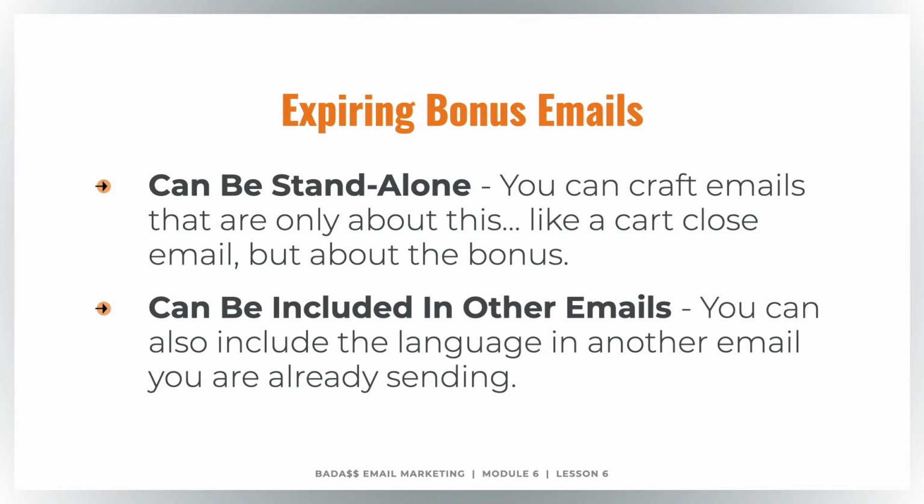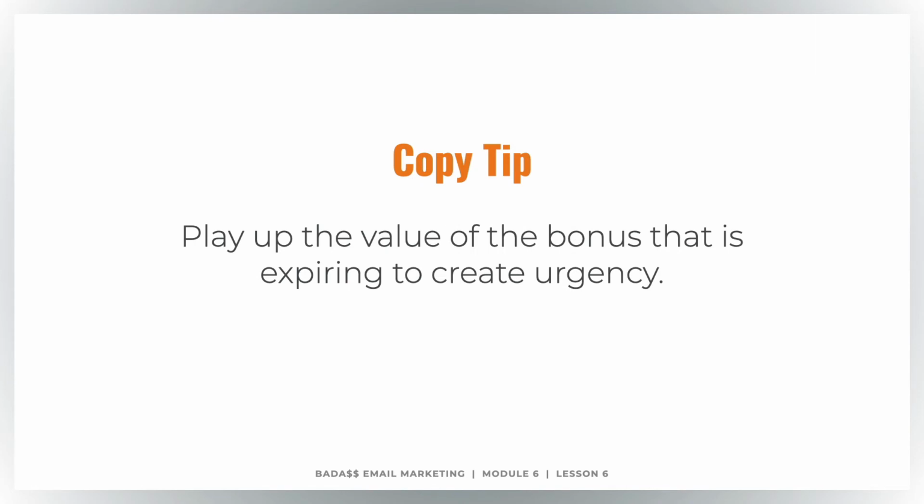The other way to do it, and what I normally do, is include language in another email that I'm already sending. I include something to highlight that, hey, here's this other email, and then I'll have this added point: you want to act now because this bonus is expiring tonight. So that can be a very useful add-on, especially if you already have a full schedule of emails. Just adding these into existing emails is a way to not have to send another email, but still create the urgency. So a copy tip: play up the value of the bonus that's expiring to create the urgency.